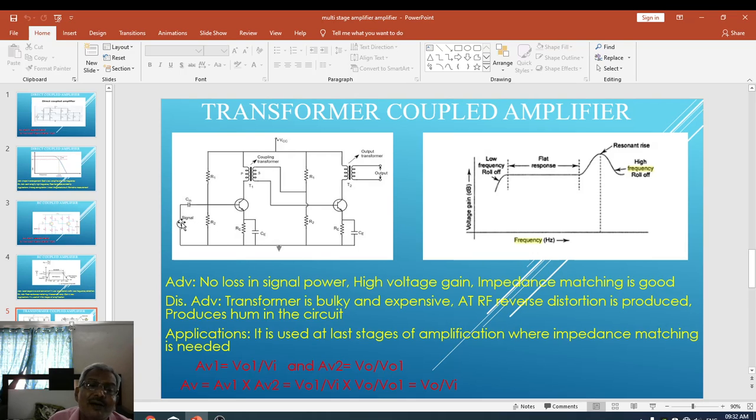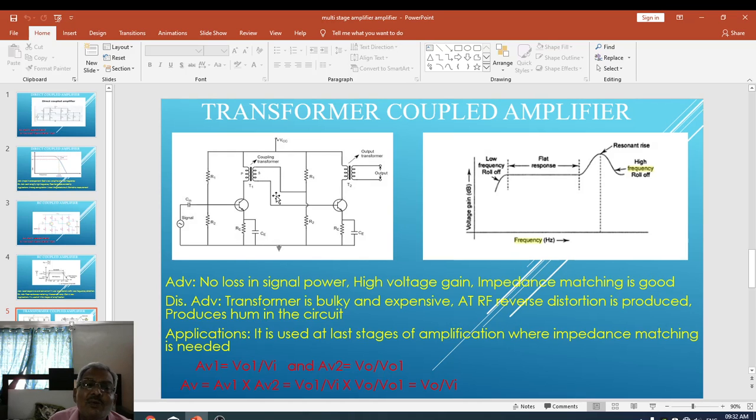When an input signal is applied for the purpose of amplification, as it changes in positive and negative cycles, accordingly the current IB will increase. This increase in IB increases IC that will flow through the primary winding of the transformer. It will develop voltage in the primary winding which is mutually linked with the secondary.